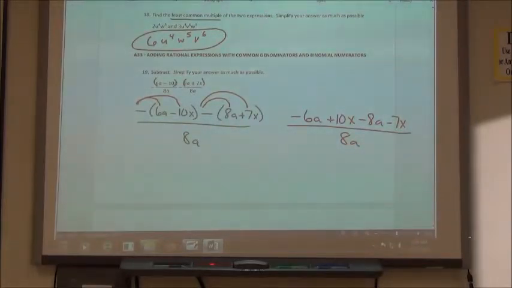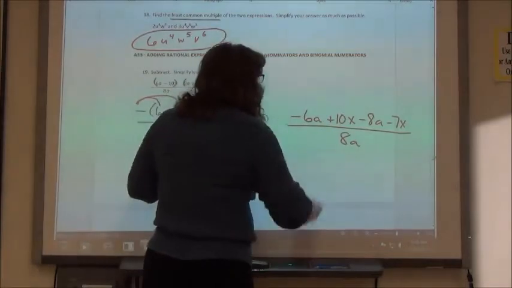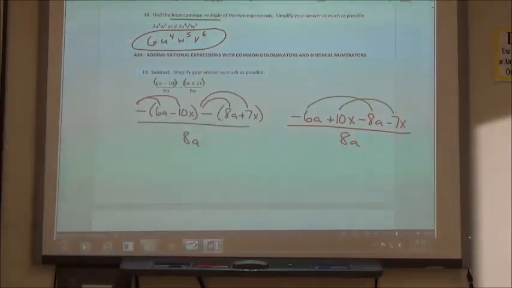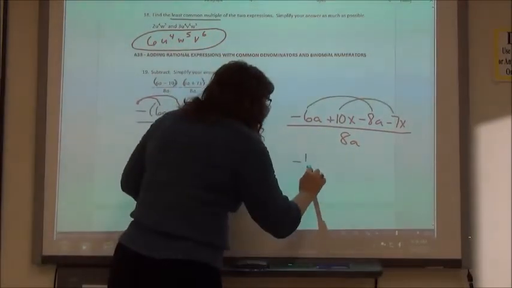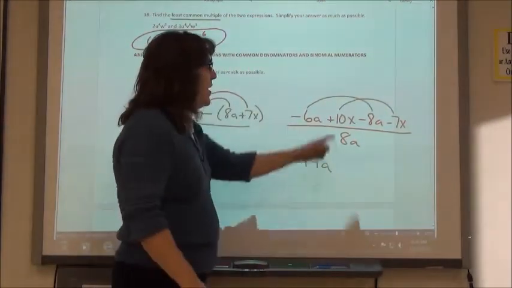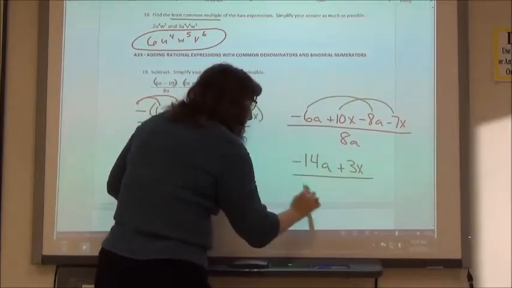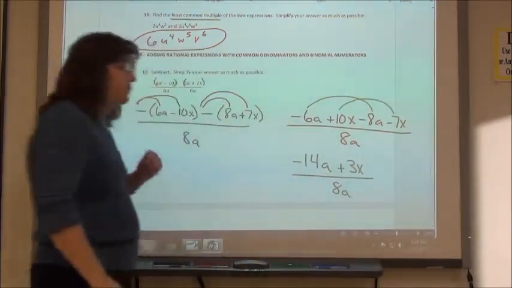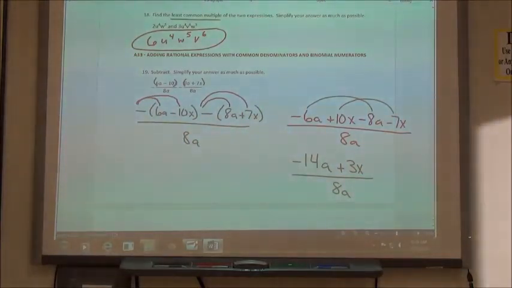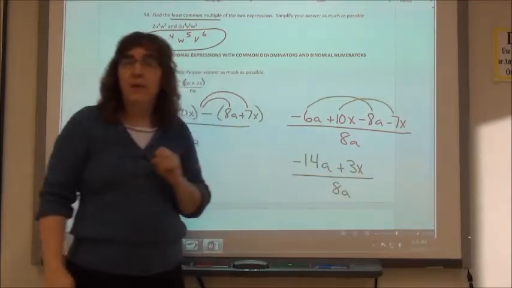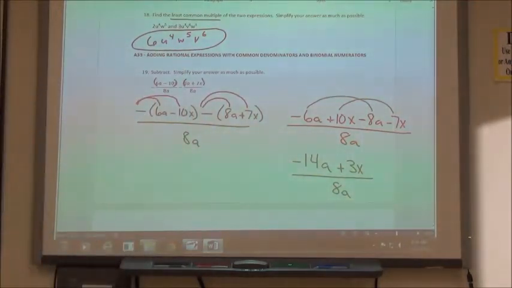Then I'm going to combine my like terms. I can combine my a's together, I can combine my x's together. I'm not changing any signs, I'm just putting them together. Negative 6 minus 8 is negative 14. 10 minus 7, positive 3. It tells me to simplify my fraction. The only way I can simplify it is if all three terms can be reduced by the same thing. In this case, I can't reduce all three of them, so that is my answer.